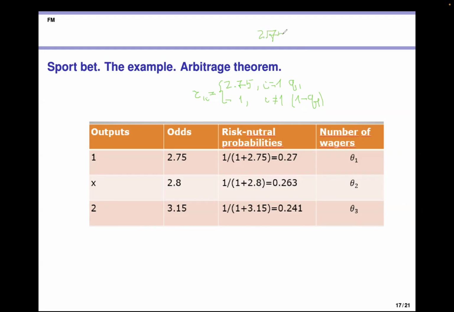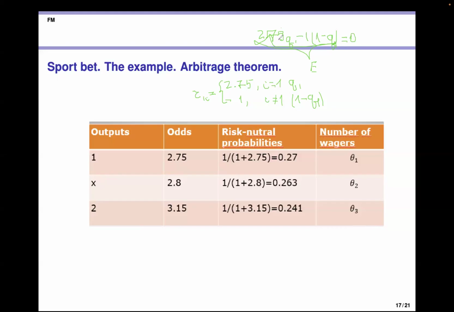So 2.75 multiplied by Q1 plus -1 multiplied by 1 minus Q1. Okay, it's the mathematical expectation, yes? All of this is the mathematical expectation. But what does risk neutral mean? That the mathematical expectation equals how much? 0, yes, thank you.